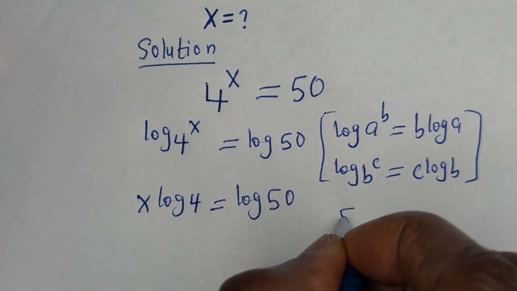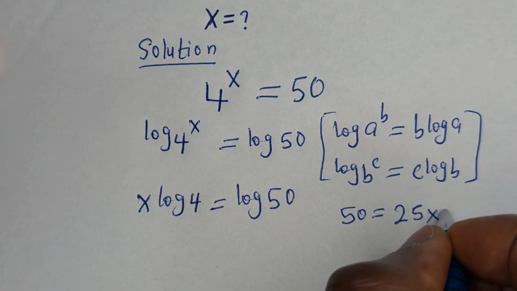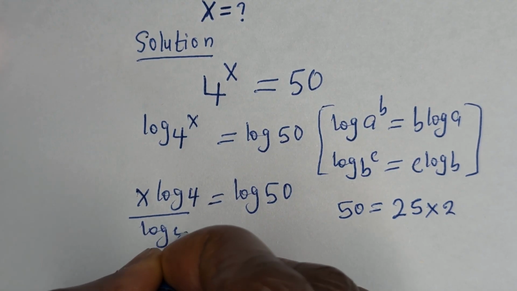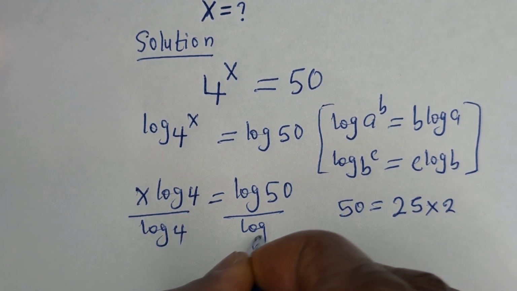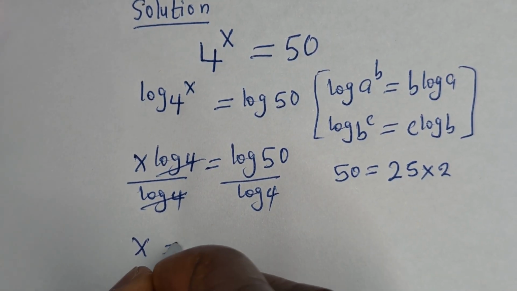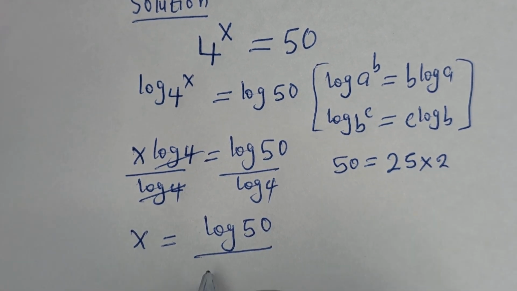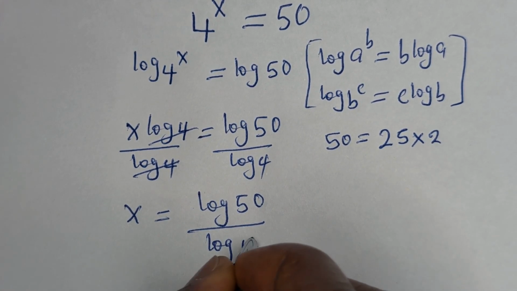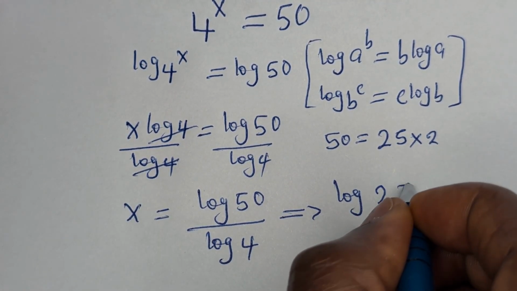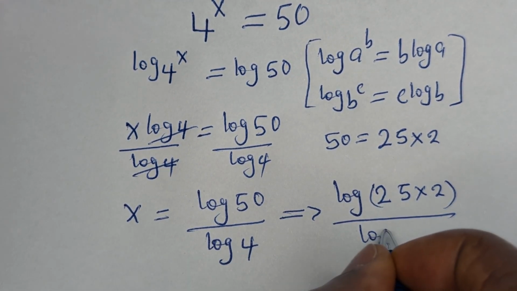Now 50 is equal to 25 multiplied by 2. Then here let us divide both sides of this equation by log 4. This divided by log 4. This log 4 cancels this log 4. x is equal to log 50 divided by log 4. And this can be written as log of 25 multiplied by 2, divided by log 4.